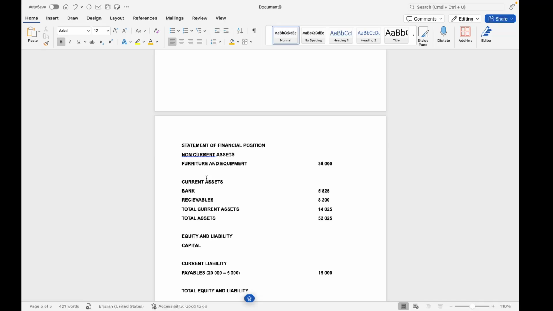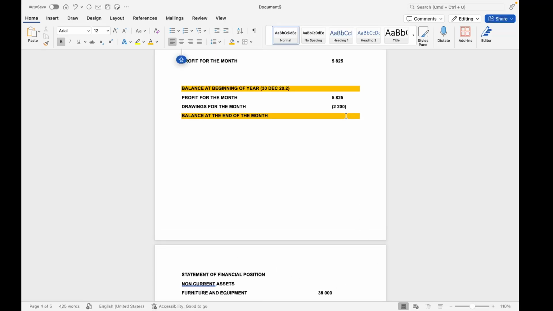Which then means our total equity and liability here is gonna be how much? We know that our total assets are 52,025, which means that our total equity also needs to be 52,025 because they need to be equal. Which then means that our capital is gonna be 52,000 minus 15,000, right? Which is then gonna give us 37,025. Once we have this 37,025, it's easier for us to go back to our statement of changes in equity here and write 37,025, which then means that it's easy for us to calculate the balance at the beginning, because we're gonna say 37,025 plus 2,200 minus this amount, which I can't see now, is minus 5,825, and that's going to give us a figure of 33,400.